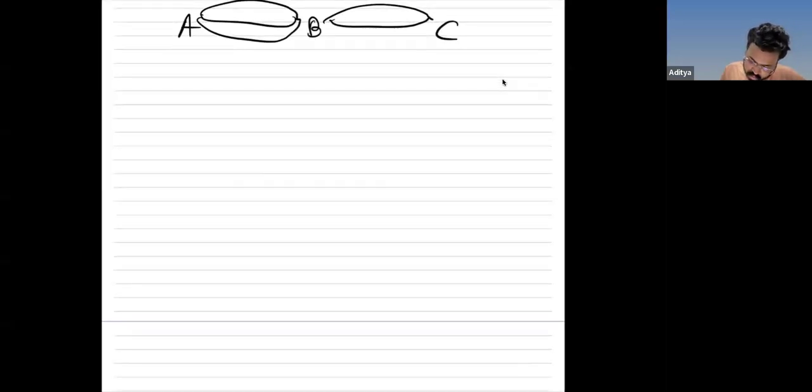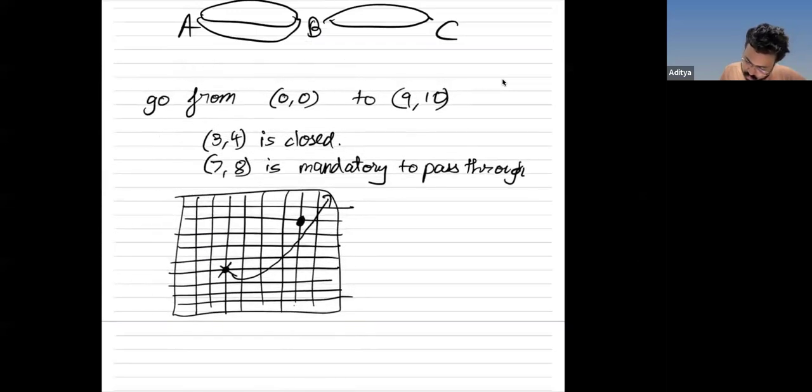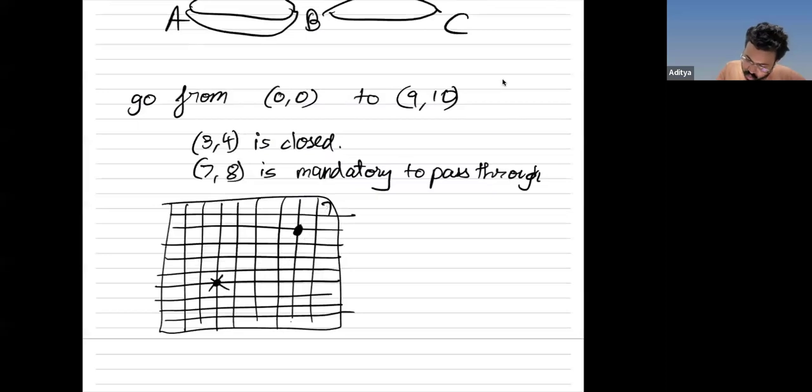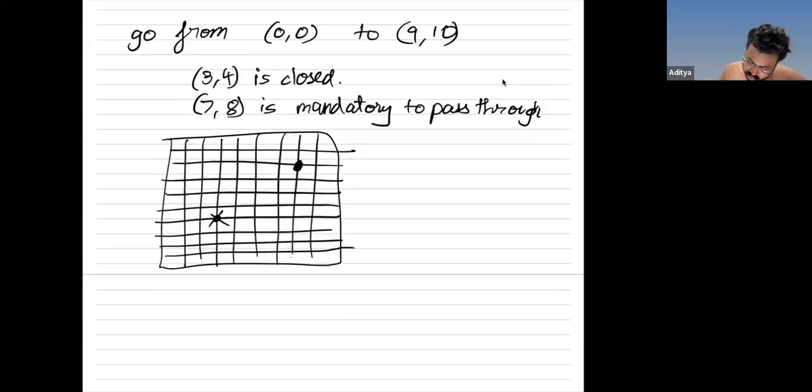Try this particular question. You want to go from 0, 0 all the way up to 9, 10. But 3, 4 is closed and 7, 8 is mandatory to pass through. I hope the question is clear. This is the toughest this type of problem can get. This was question number 30.